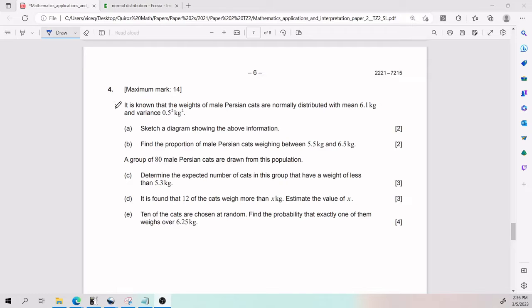All right, and now for this fourth one, they tell us that it is known that the weights of male Persian cats are normally distributed, those are huge buzzwords, with mean blah and variance blah. Okay, and for part A, we need to sketch a diagram above showing the information.